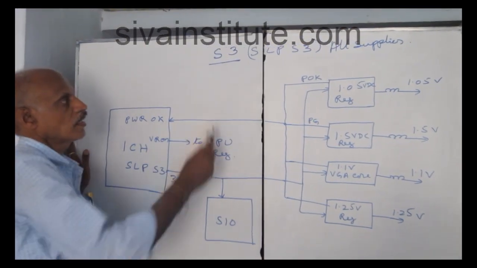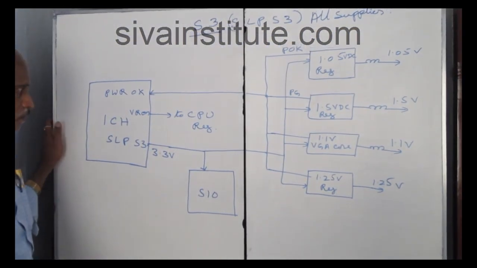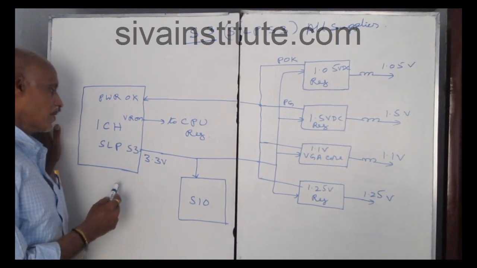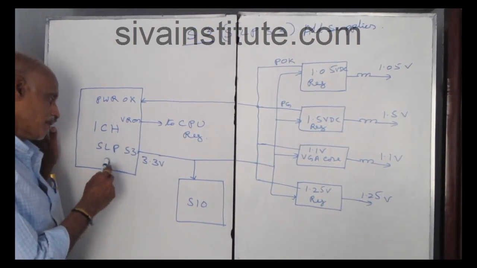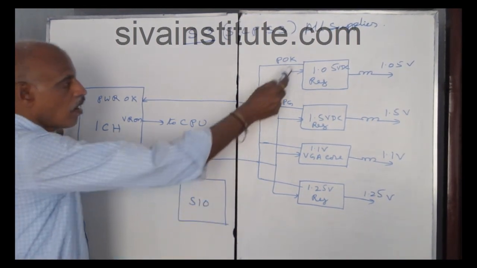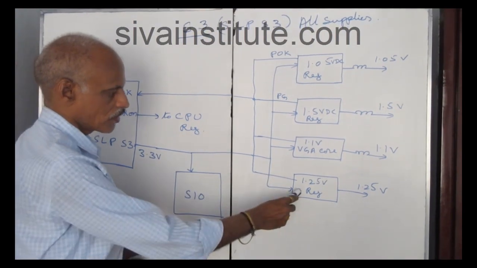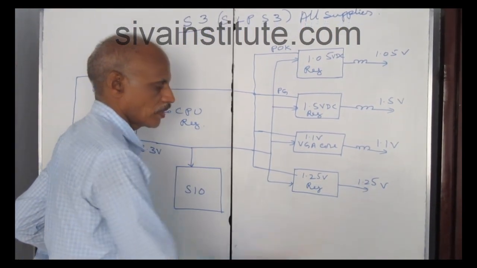SLP S3 or S3. This is run power. After the S4 command this will come. After the S4 command, this IC releases ICH SLP S3 3.3 volts to SIO and all regulators. When this SLP S3 voltage comes to this regulator, this voltage comes out from this IC.